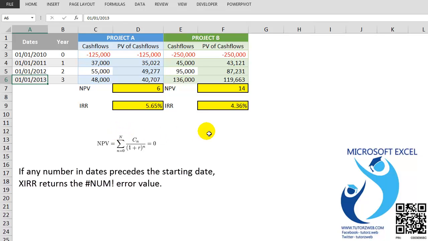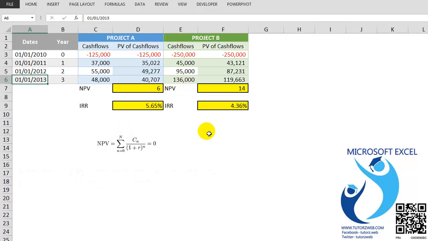Also, assuming all factors are equal among the various projects, the project with the highest IRR would probably be considered the best and undertaken first.